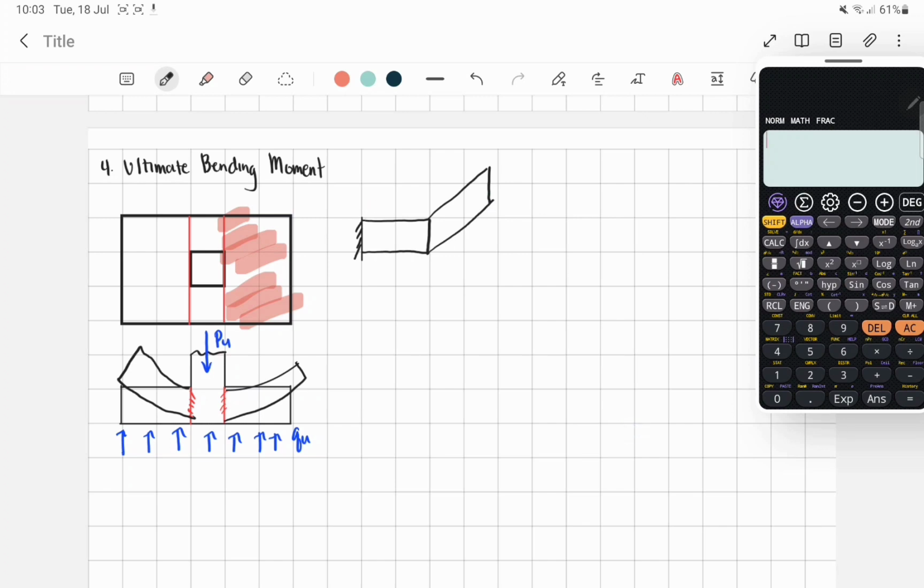Kumbaga, para siyang mahabang beam eh. Okay? Para siyang mahabang beam na lang. And then, ito yung part na critical section. So, fixed daw yung part na yan. Okay? So, fixed. So, again, meron tayong QU. Ito nga yung magko-cause ng bending along this cantilevered beam natin.